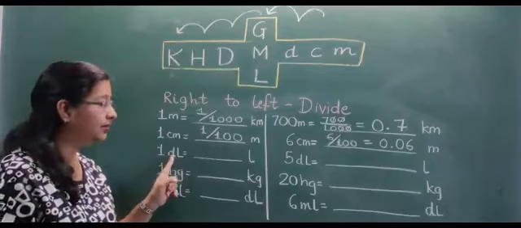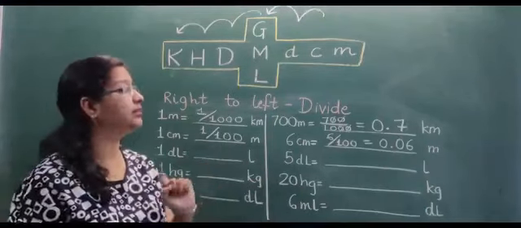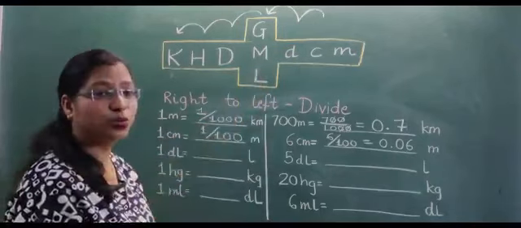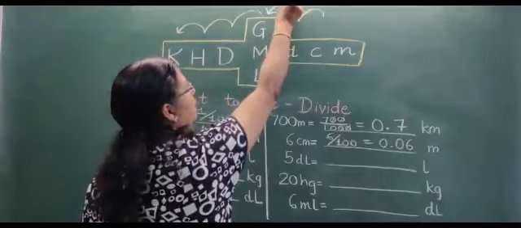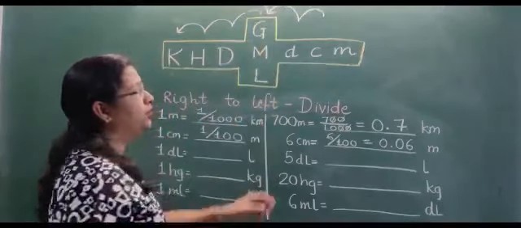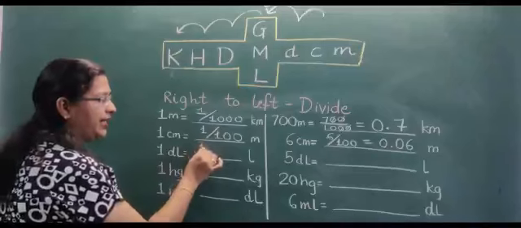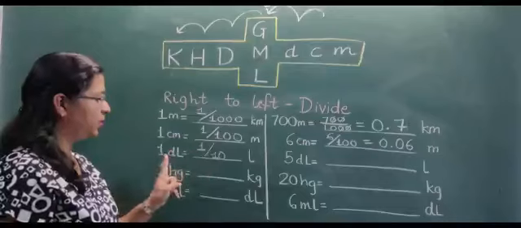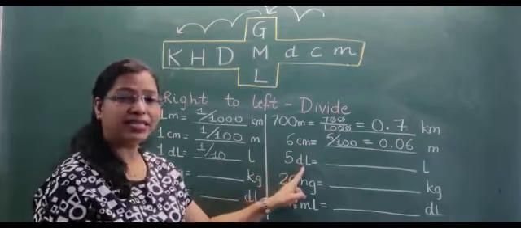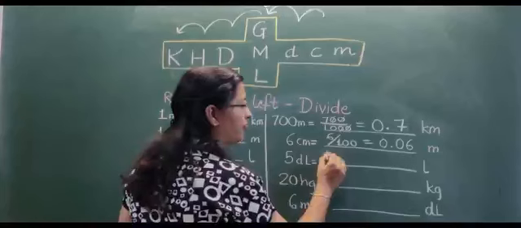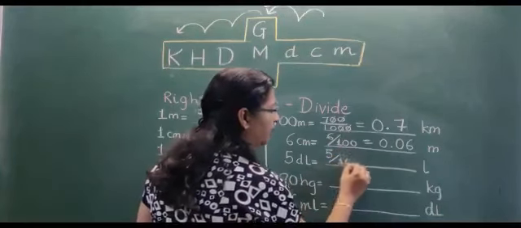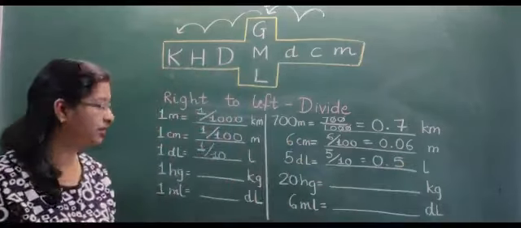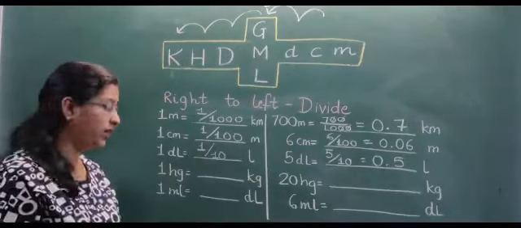1 deciliter is equal to how many liters? So you can see deciliter here and liter here. So what you have to do? Move 1 place to the left. So here you will divide by 10. So 1 upon 10 liters is equal to 1 deciliter. So 5 deciliters will be equal to 5 upon 10, which is equal to 0.5 liters. Now let's have a look at this next one.